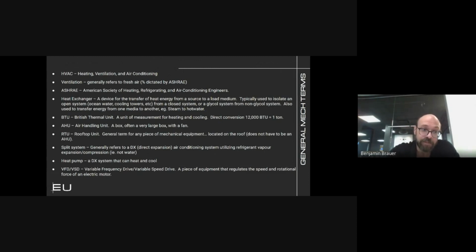And then VFDs are variable speed drives. You'll hear those quite often in the industry. It's a piece of equipment that regulates the speed and rotation force of an electric motor. Essentially, it's a speed control device for motors and fans, most often used to save energy in the building.